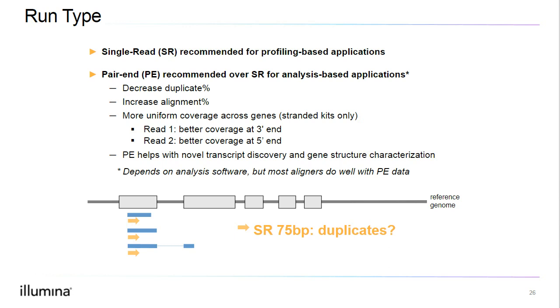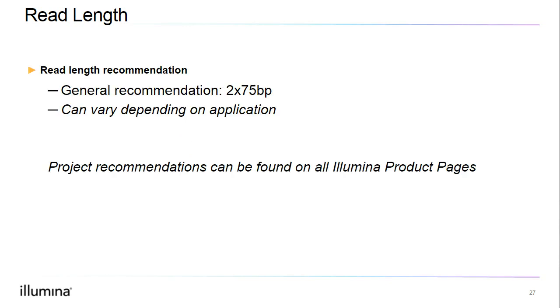But if we go ahead and do the paired end run, we would notice that we have a different stop site for each one of these transcripts. So we will know that these are not duplicates, and they are in fact coming from unique reads. In terms of read length, our general recommendation is 2/75. This is a very general recommendation, and it will vary based on the application. So you can use this as a reference, and as always, check the literature.